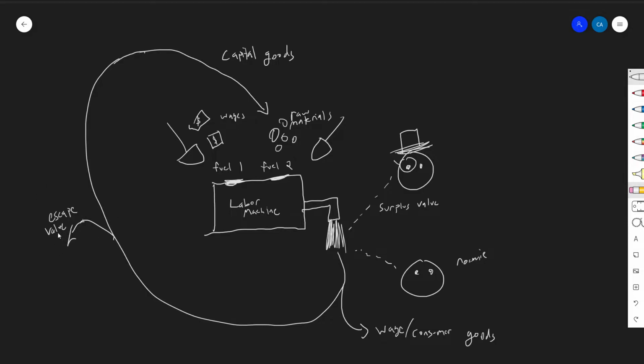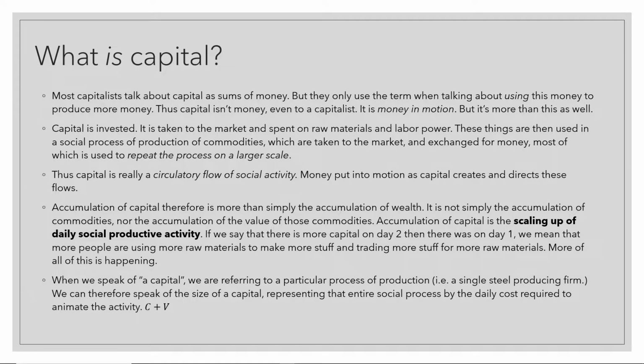But this escape valve, the mansions that are made for the capitalists, the bombs that are made to blow up other countries and stuff, this escape valve is an accumulation of sorts. It's an accumulation of luxuries and objects and things, but it's not an accumulation of capital. It's not the subject of this video. The subject of this video is the productive process itself and the way that thing scales up. And that's really the subject of the remaining videos in this series.